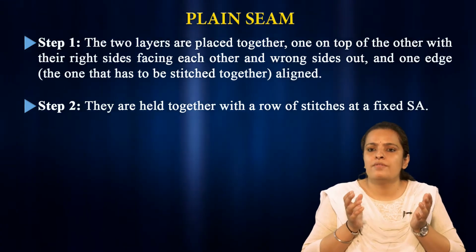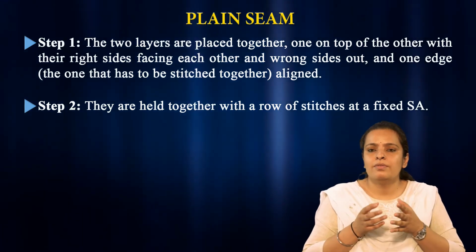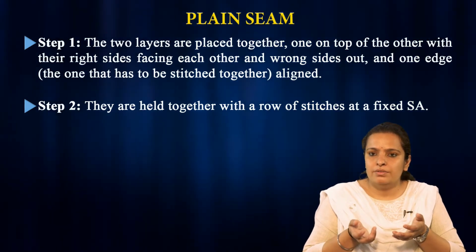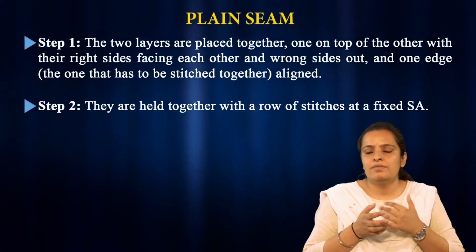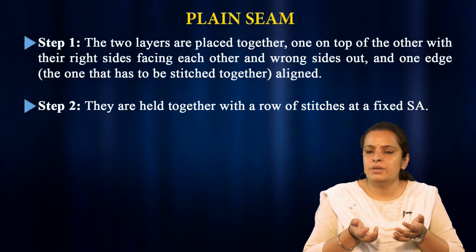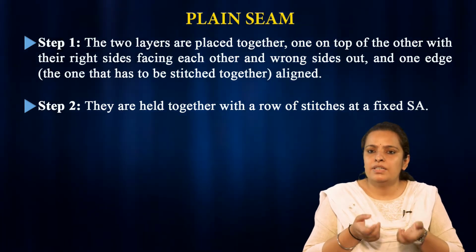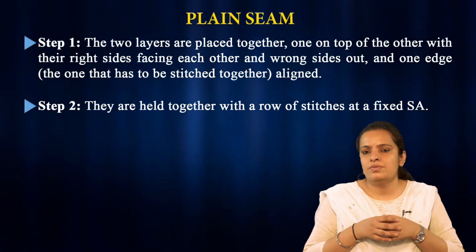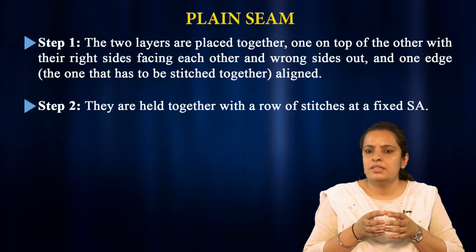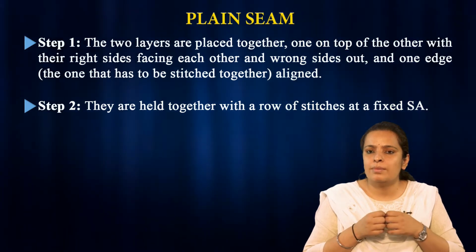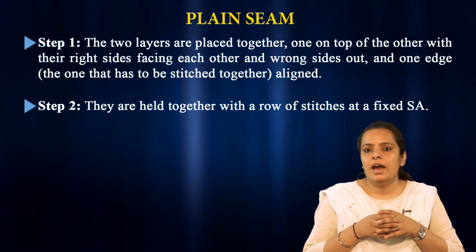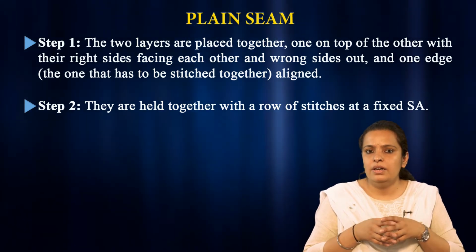So suppose we have two pieces of fabric, we have developed a pattern of a shirt, we have the front part of the shirt and we have the back part of the shirt. We just join the two pieces together and we decide at what seam allowance we have to stitch the particular garment, and after deciding the seam allowance, we just do a simple plain stitch at that decided allowance at the edge of that garment.